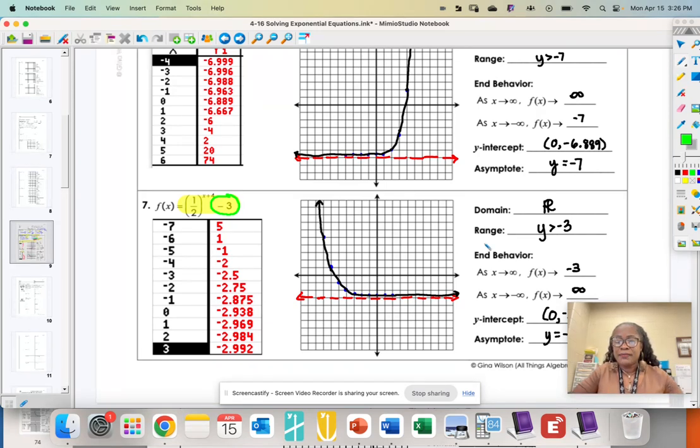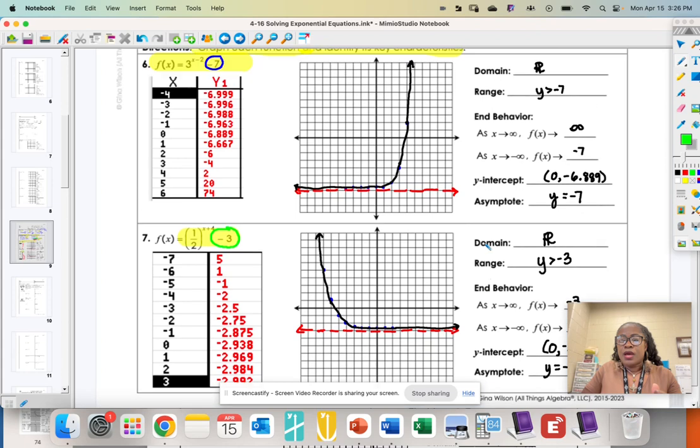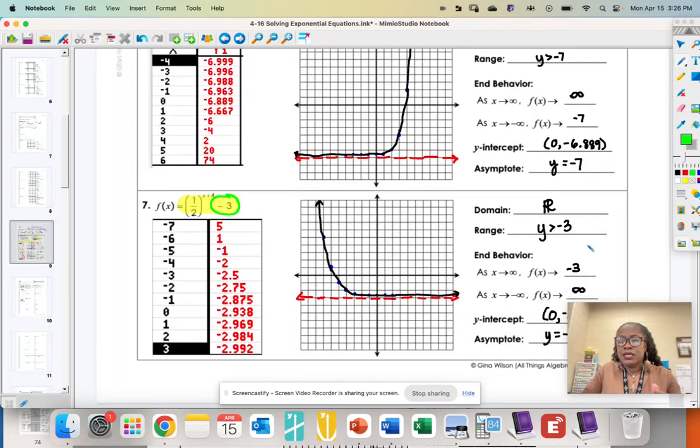So for the end behavior, when you look on the axis as x is going to positive infinity, the graph is going towards the asymptote, excuse me, so that's going to be -3. But on the other side, as x goes to negative infinity, it's going upward. So you've got positive on that one. Last is the y-intercept. That's where x is 0, so it's 0, 2.938. That's it.